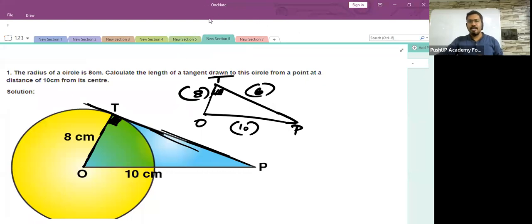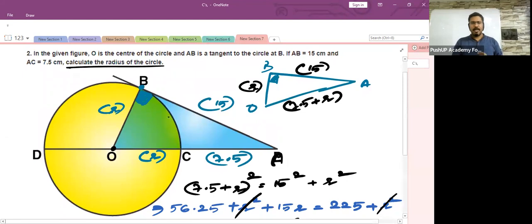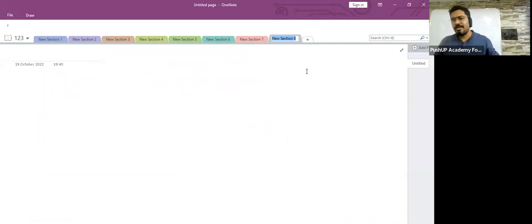But here we are dealing with only one tangent, no? Nabeel, here there is only one tangent. This one, AB, isn't it? Yeah. The other one is not a tangent. AO is not a tangent. All right. Okay, sir.